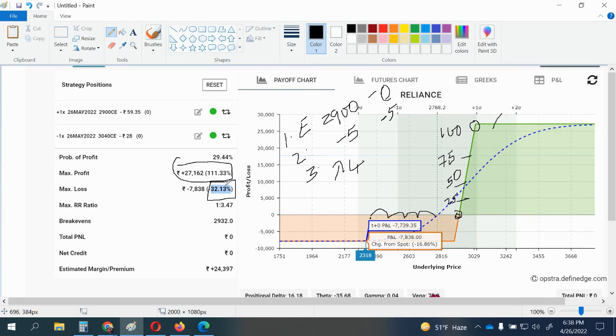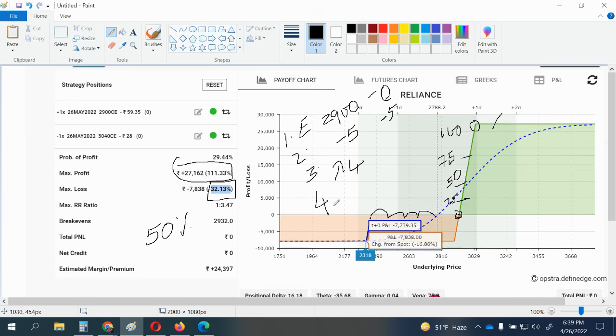Now, how to mitigate this loss? How to mitigate this loss is the bigger question. And one more thing. One advantage with the debit spread is, let's say people go for investment. So let's say Reliance went down by 50%. This is one of the advantages.